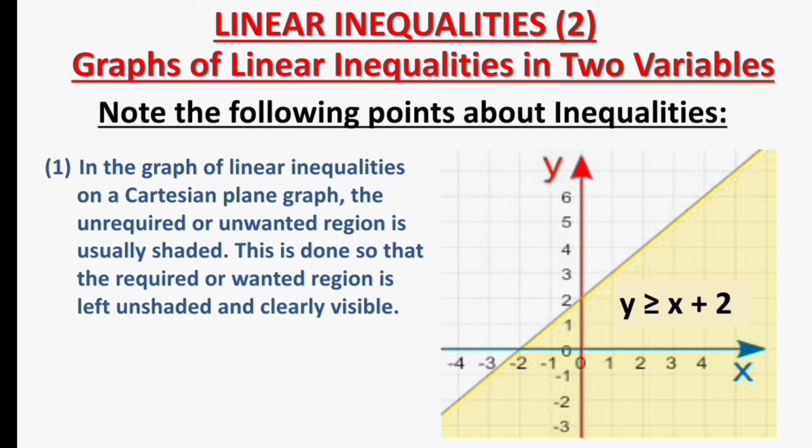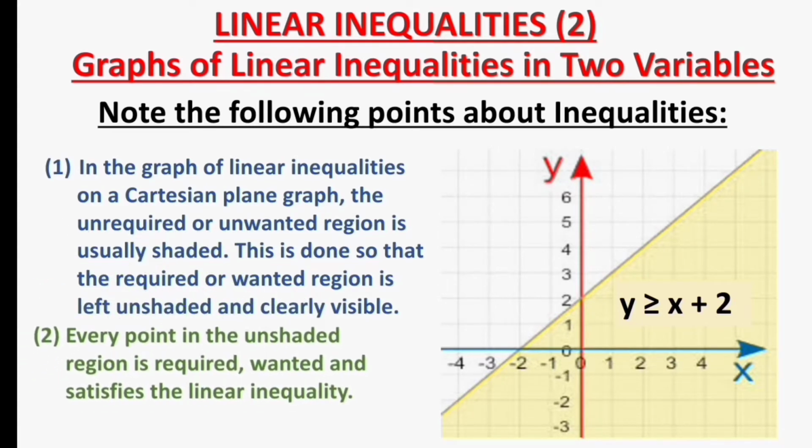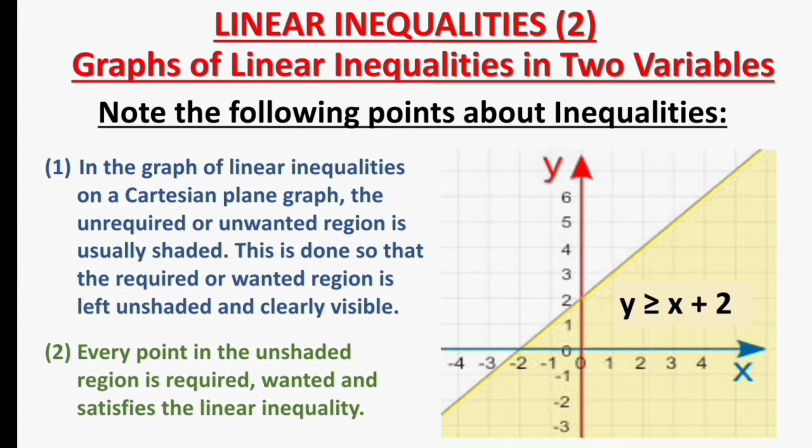Please note the following points about graphs of linear inequalities in two variables. Point number 1. In the graph of linear inequalities on a Cartesian plane graph, the unrequired or unwanted region is usually shaded. This is done so that the required or wanted region is left unshaded and clearly visible. Point number 2. Every point in the unshaded region is required, wanted, and satisfies the linear inequality. The graph of linear inequalities in two variables displayed here is an example of what we are about to learn today.